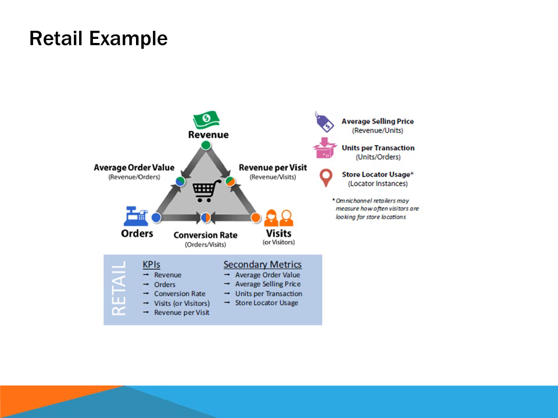Again, if we look at a retail example, the main KPIs are probably revenue, orders, conversion rate, visits, revenue per visit. Your secondary metrics might be store locator usage, units per transaction, how many units they are putting in the shopping cart, the average selling price, the average order volume. Those are things that, if they change, it doesn't necessarily mean a bad thing. If it goes down, you don't know. You've got to look at something else. Whereas with a KPI, if revenue is going down, that's not a good thing. You don't need to look at anything else. You've got a problem. If the number of visits is going down, you're going to have a problem. If units per transaction are going down, you don't know, because it could be that the products they're putting in there are worth more money. So that's the easiest way for me to think of the difference between a KPI and a secondary metric.